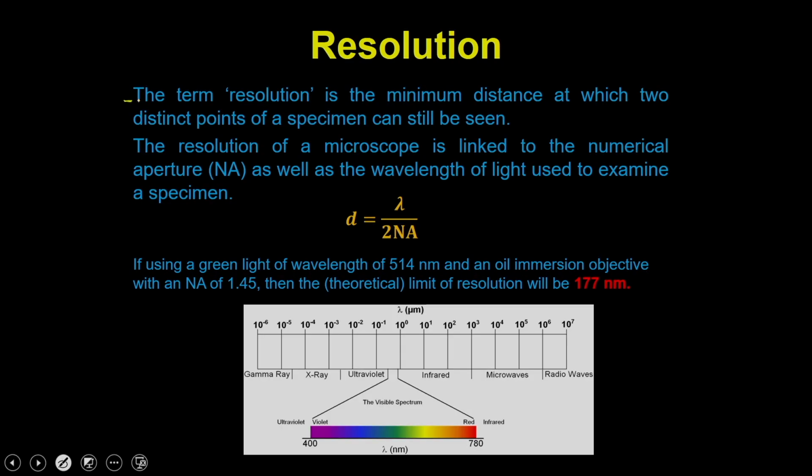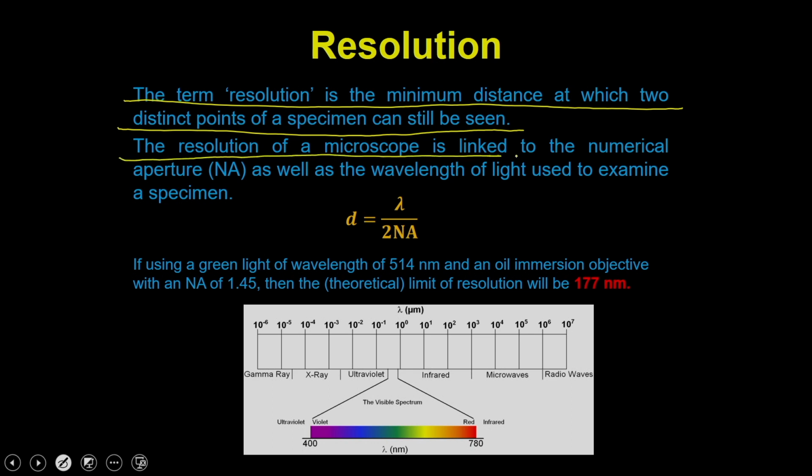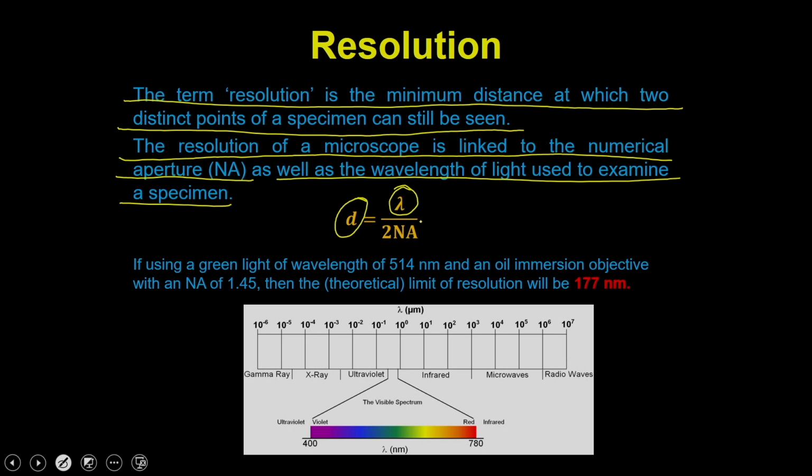The term resolution is the minimum distance at which two distinct points of a specimen can still be seen by the microscope. By definition, the resolution of a microscope is linked to the numerical aperture as well as the wavelength of the light used to examine the specimen, which means the distance d is directly proportional to lambda and inversely proportional to the numerical aperture.